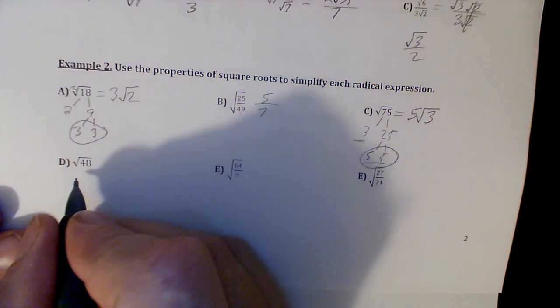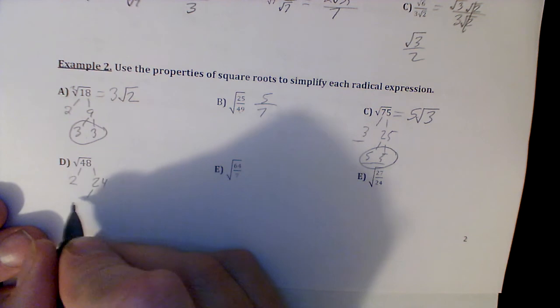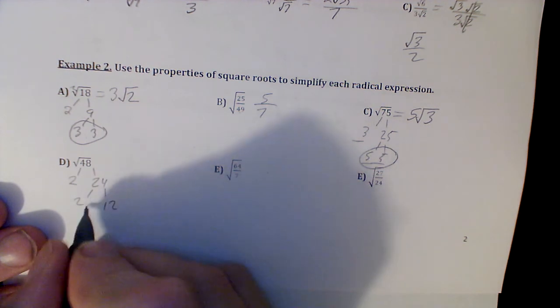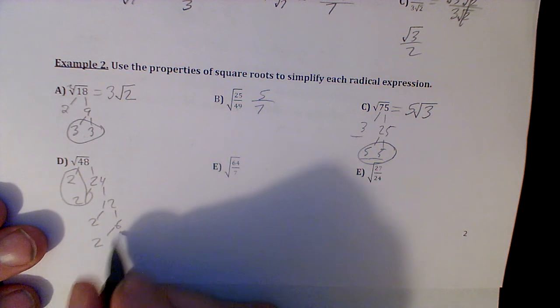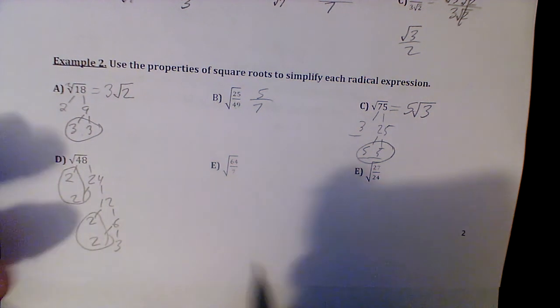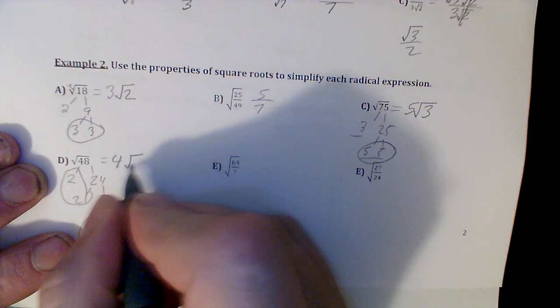All right. Come over here and I'll break this 48 down. I like to do 2's. 2 and 24. Which is 2 and 12. There's one pair. Which is 2 and 6. Which is 2 and 3. There's another pair. So these 2's come out. And that gives me 2 times 2, which is 4 radical 3.